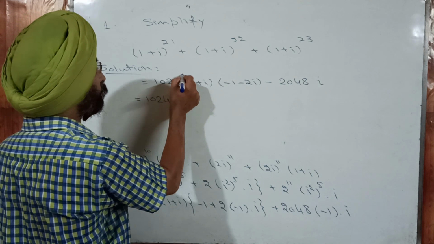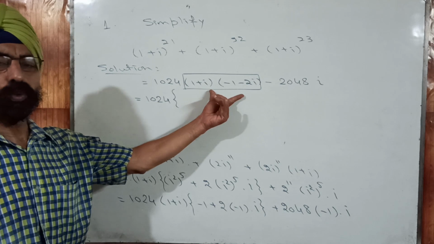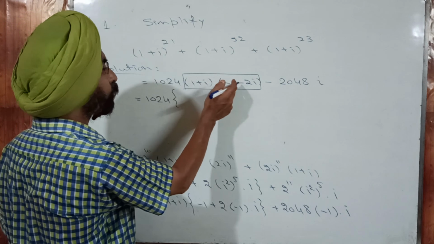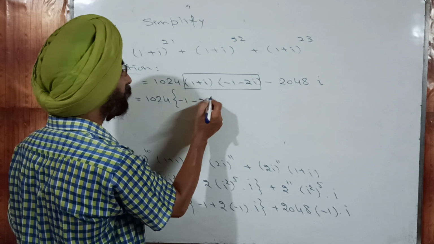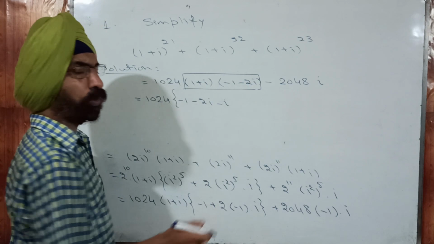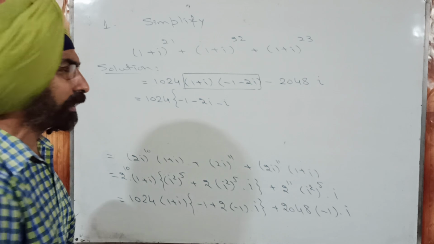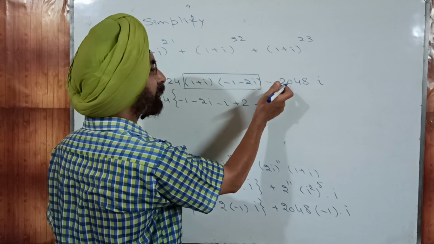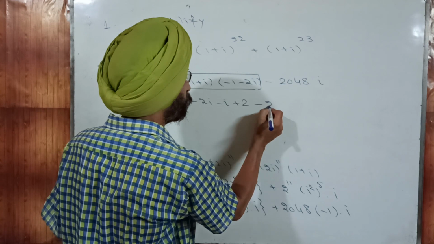Here you will be left with this product, and I'm going to multiply these two to write it in the next bracket. 1 into minus 1 is minus 1. 1 into minus 2 iota is minus 2 iota. Minus 1 into iota is minus iota. And iota into minus 2 iota is minus 2 iota square, but since iota square is minus 1, it will become plus 2. And this is the minus sign. In 2048, 1024 is common, so you will be left with 2 and 1 iota, so it is 2 iota.